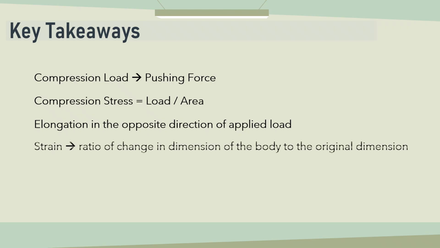Strain represents the ratio of change in dimension of a body to its original dimension, and it helps us quantify how much deformation has taken place. Since strain is a ratio of two similar quantities, it has no unit and is therefore a dimensionless value. These fundamental concepts of load, stress, and strain form the foundation for understanding the behavior of materials in real engineering structures.